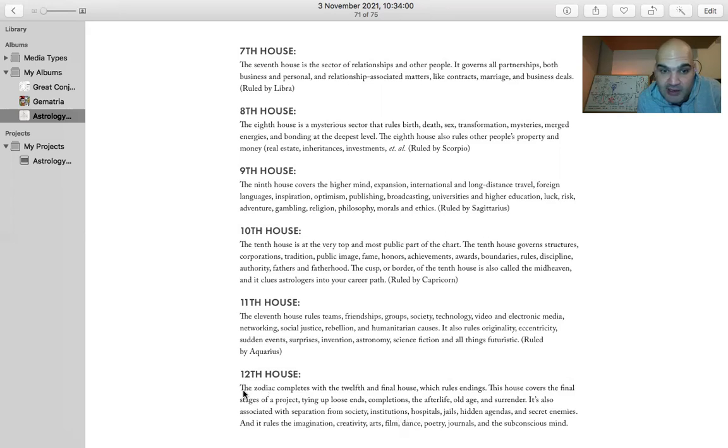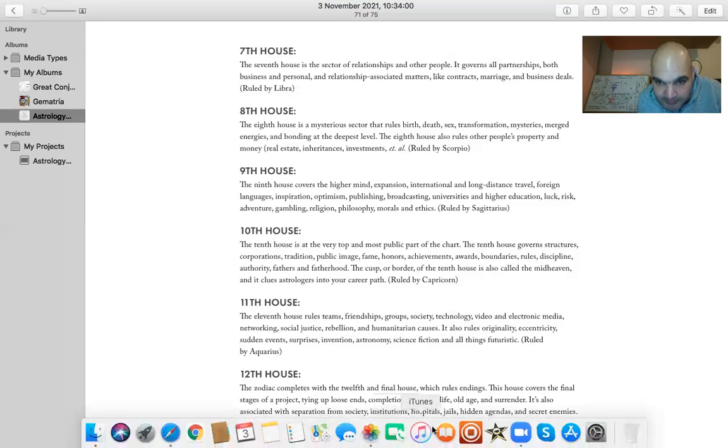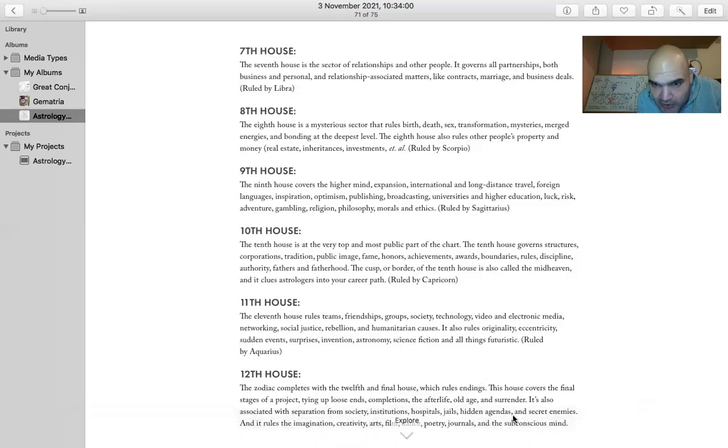And finally, the 12th house is the final house, which rules endings. The 12th house covers the final stage of a project, tying up loose ends, completions, the afterlife, old age, and surrender. It is also associated with separation from society, institutions, hospitals, jails, hidden agendas, secret enemies, and also imagination, creativity, film, dance, poetry, journals, and the subconscious mind.